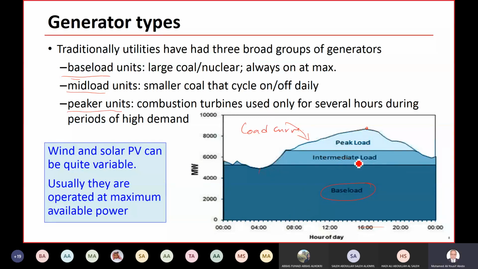And you have some load sustained for a long time. This is called the intermediate load. And this is for a few hours. This is called the peak load. So if you have 10 generators and you know the generator characteristics, you have like hydro, and you have some nuclear power plants, you have some thermal power plants, and also you have some gas power plants.